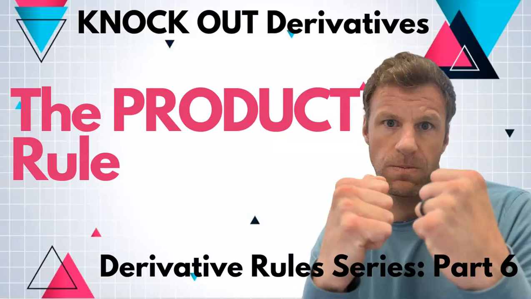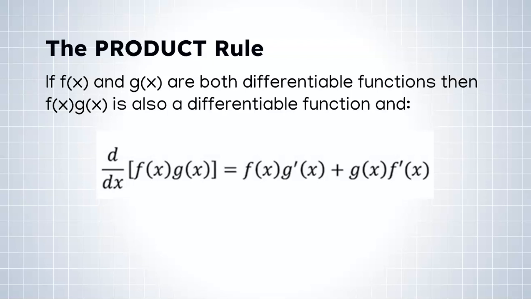All right, so what is the product rule for derivatives? Let's just dive right into the rule. If f of x and g of x are both differentiable functions, then f of x times g of x is also a differentiable function, and here it is. The derivative of function f of x times g of x. Don't forget this notation, d over dx. This is the derivative of this function with respect to x. Just means it has x's in it. So here is the derivative rule for the product.